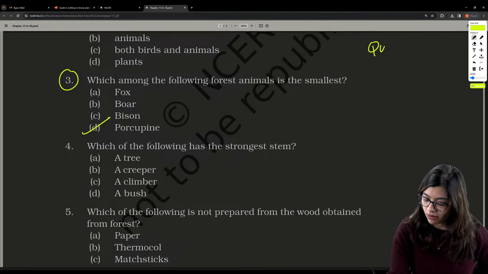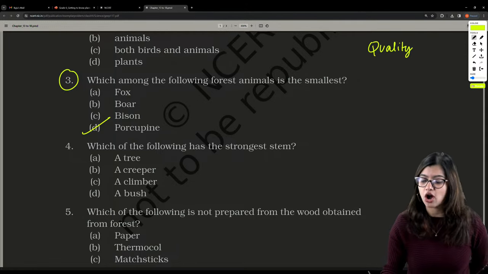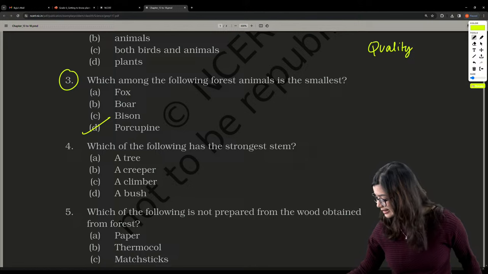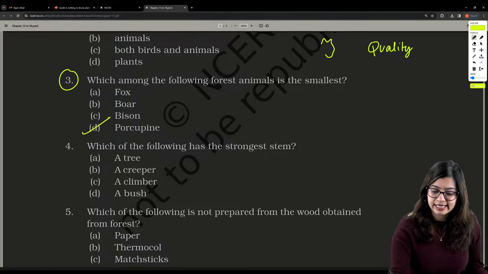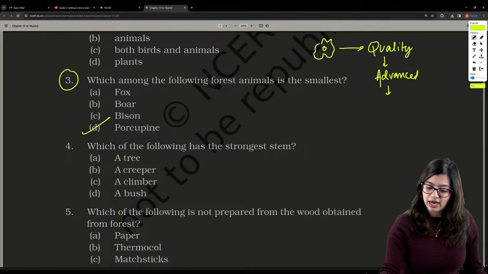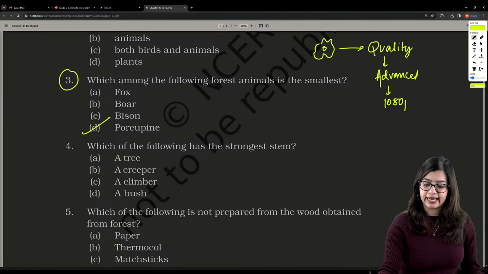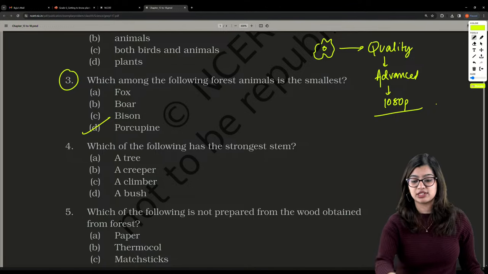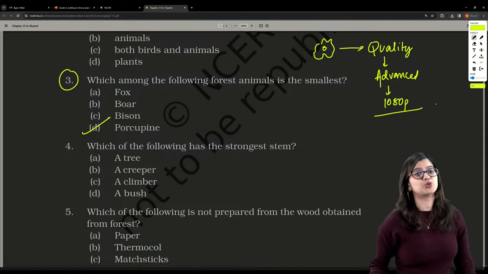Now, if the video is not clear, go to settings. Click on that settings button, go to quality, under quality, go to advanced. Now click on 1080p, it will apply. So this is for when the quality is poor for other students.